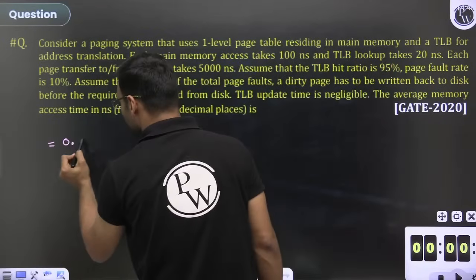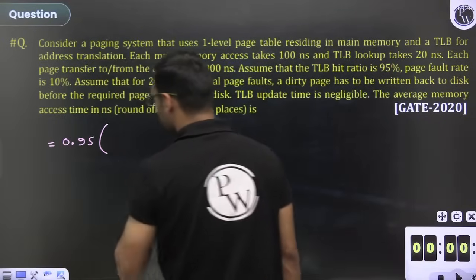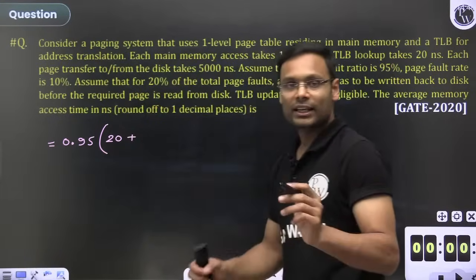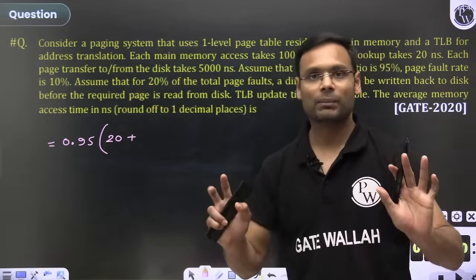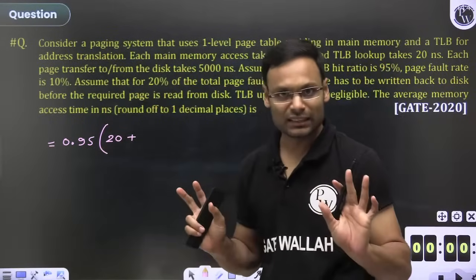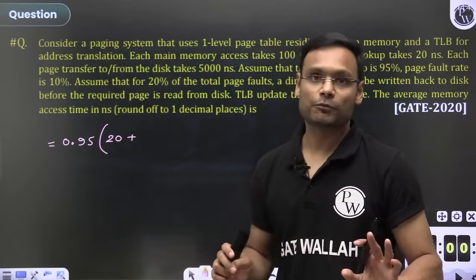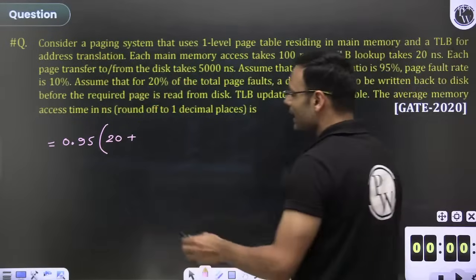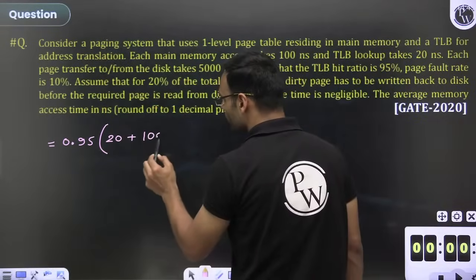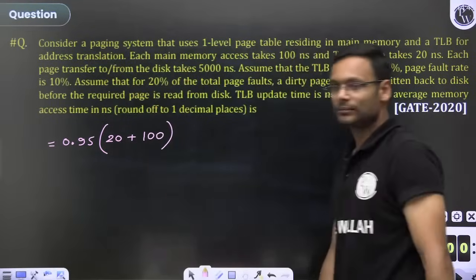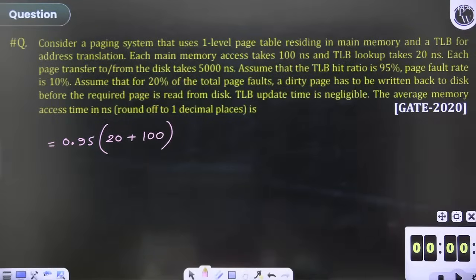95%. When TLB hit is 95%, you will access TLB once. After accessing TLB, you get the frame number directly. No page fault occurs when there is a TLB hit. Then directly you will go to main memory, access the content, and that's it. Done. This is TLB hit.